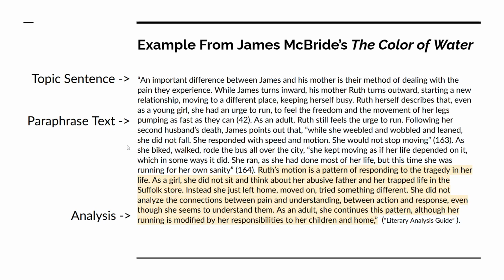Then we get to see a little bit more quotage. As an adult, Ruth still feels the urge to run, so showing she's still outwardly running. She's following her second husband's death. James points out her behavior. While she weebled and wobbled and leaned, she did not fall. She responded with speed and motion. She would not stop moving. We get a third quote. As she biked, walked, rode the bus all around the city, she kept moving as if her life depended on it, which in some ways it did.